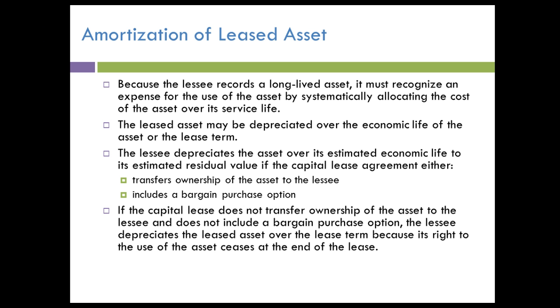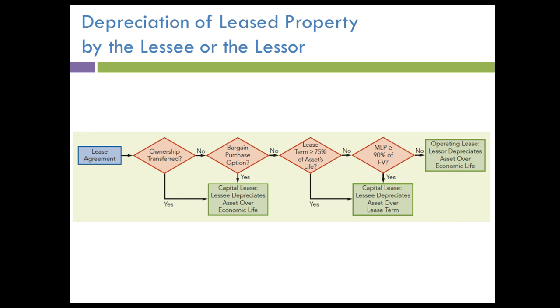If it doesn't transfer ownership to the lessee and it doesn't include a bargain purchase option, but it's still treated as a capital lease because of the other criteria, then the lessee is going to depreciate the leased asset over the lease term, because its right to use the asset is going to end at the end of the lease. So basically, as you can see here, with depreciating the leased property by the lessee or the lessor, with the lease agreement, is the ownership transferred?